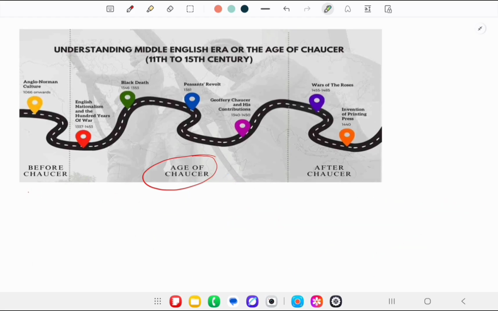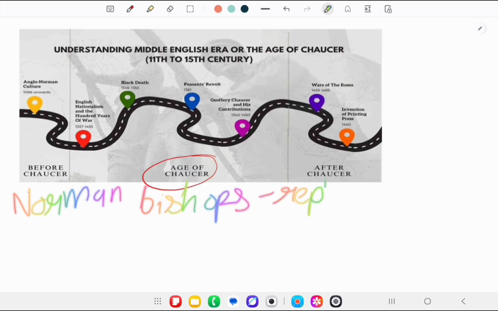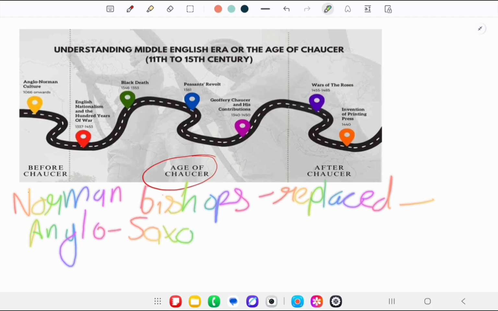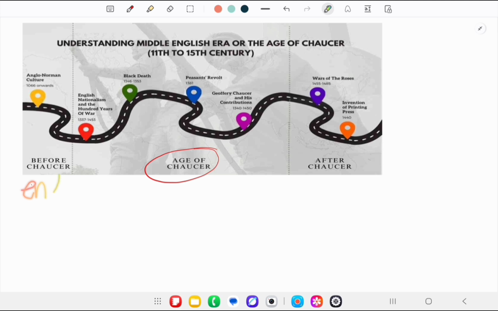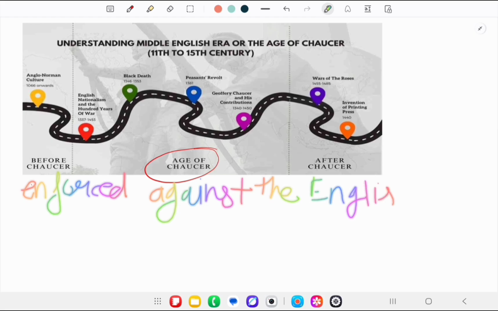Norman bishops replaced the Anglo-Saxon clergy, and certain restrictions were enforced against the English church.